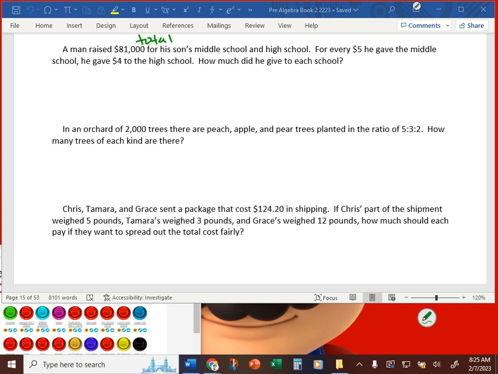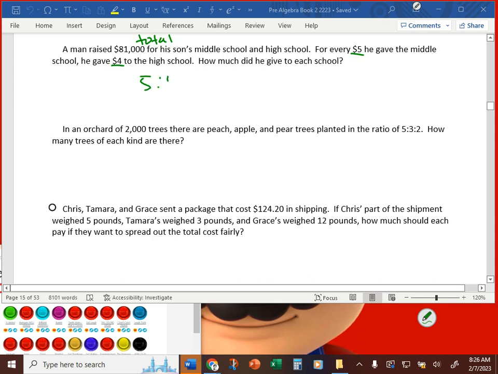And then for every $5 he gave to the middle school, he gave $4 to the high school. What's significant about the $5 and the $4? There's the ratio, right? The part he gave to the middle school and the part he gave the high school. For every $5, he gave 4. He gave another 5, give another 4, give another 5, and so on and so forth. Okay? So our ratio is right here. 5 to 4.